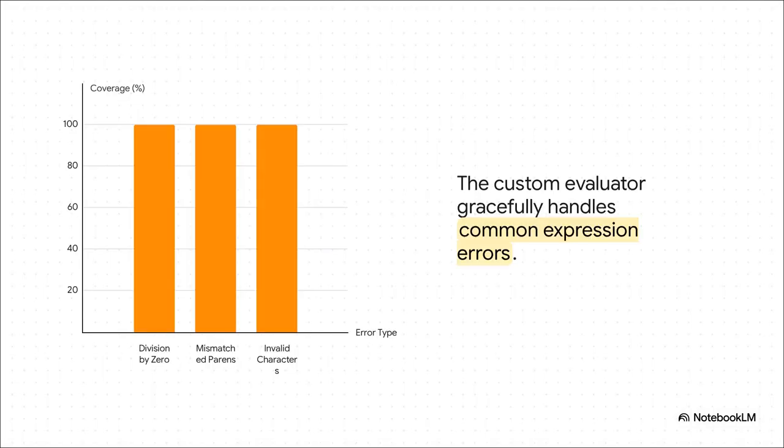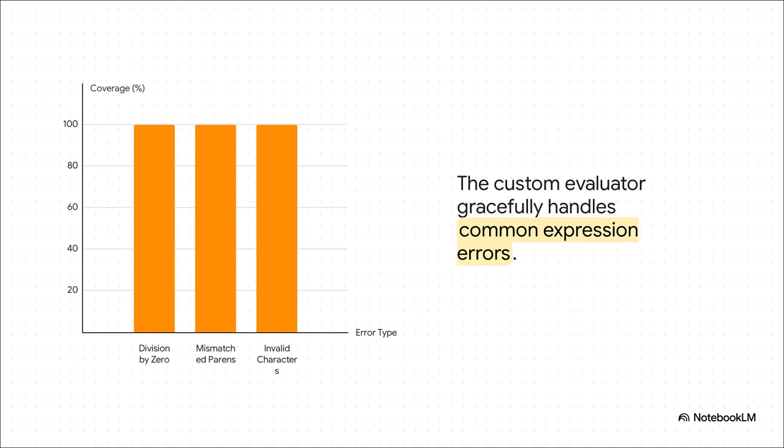And here's another huge win for building our own evaluator. Awesome. Built-in error handling. So if a user tries to divide by 0 or they forget a parenthesis, the app doesn't just crash and burn. It can actually catch the error and tell the user what went wrong.